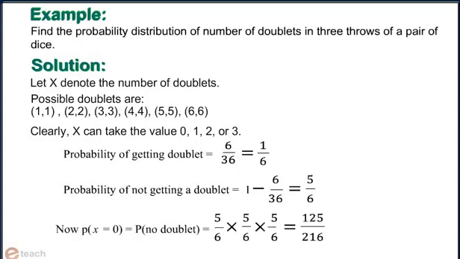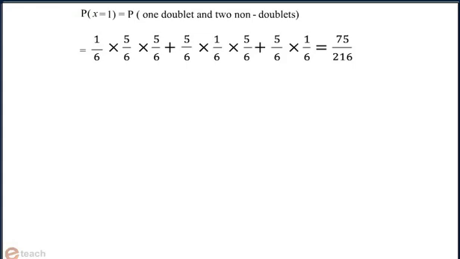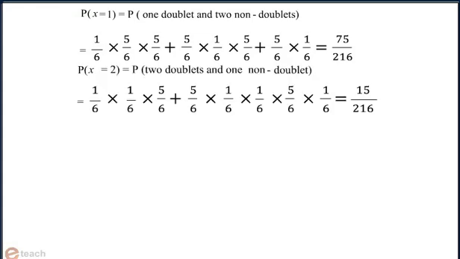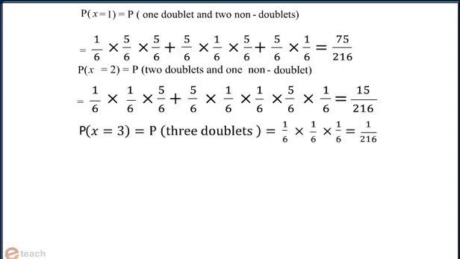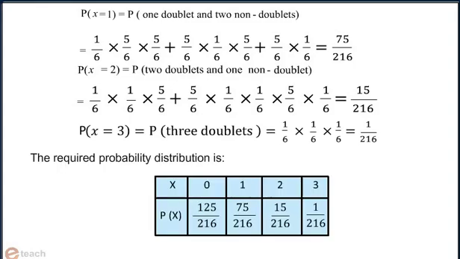Now the probability of X equal to 0, that is the probability of no doublet, is 5 by 6 to the power 3, that is 125 divided by 216. Probability of X equal to 1 comes out to be 75 by 216. Similarly, probability of X equal to 2 comes out to be 15 by 216, and probability of X equal to 3 comes out to be 1 by 216. Therefore, the required probability distribution is as shown.